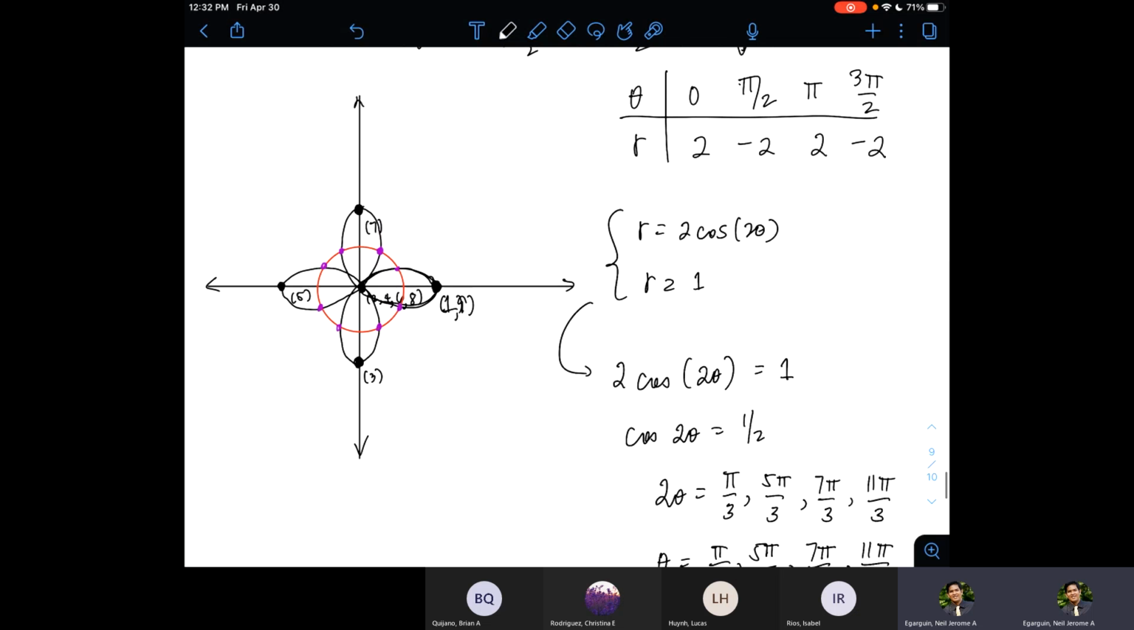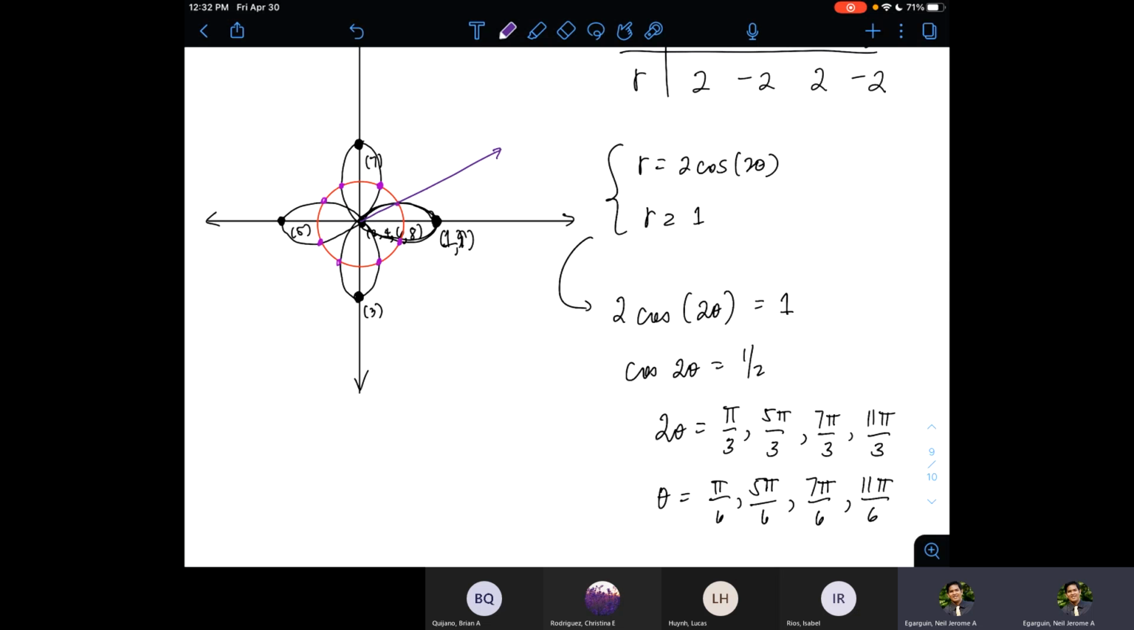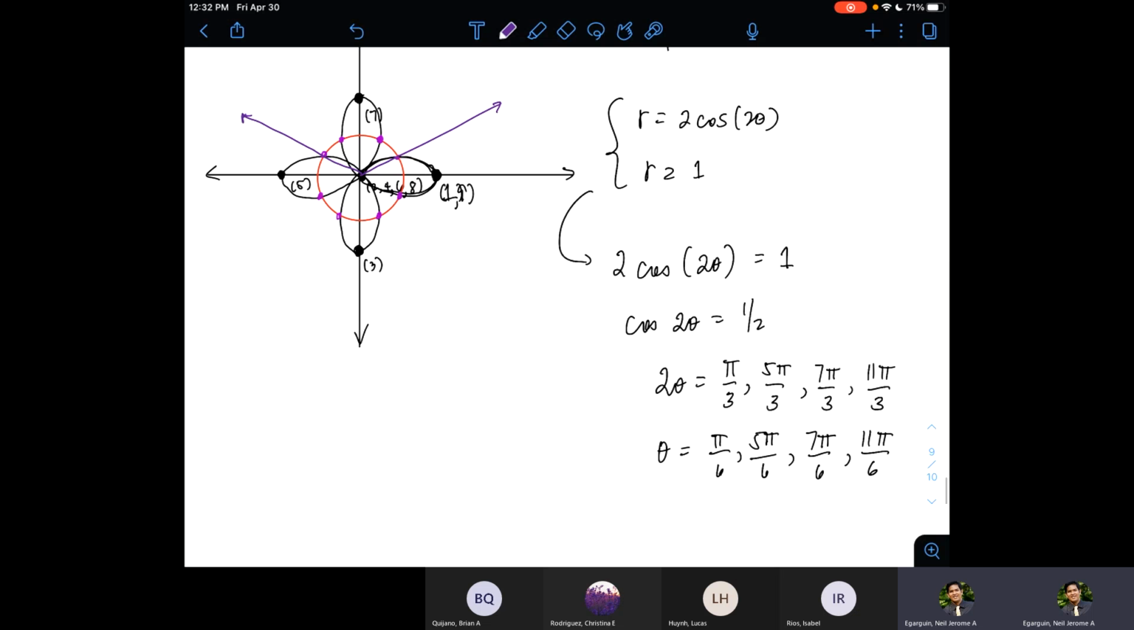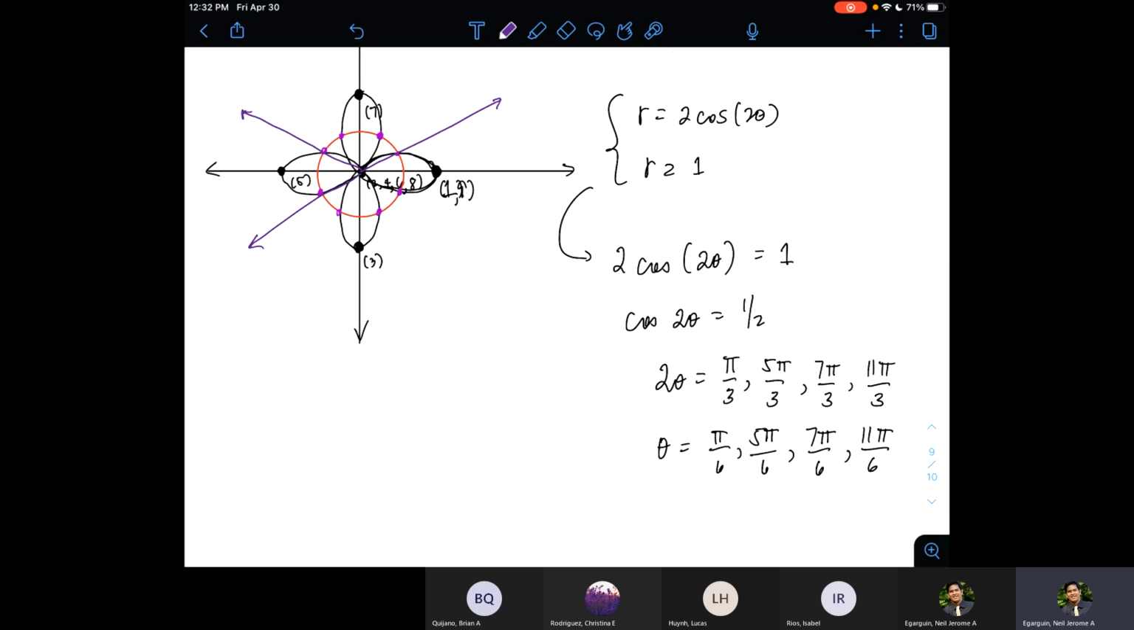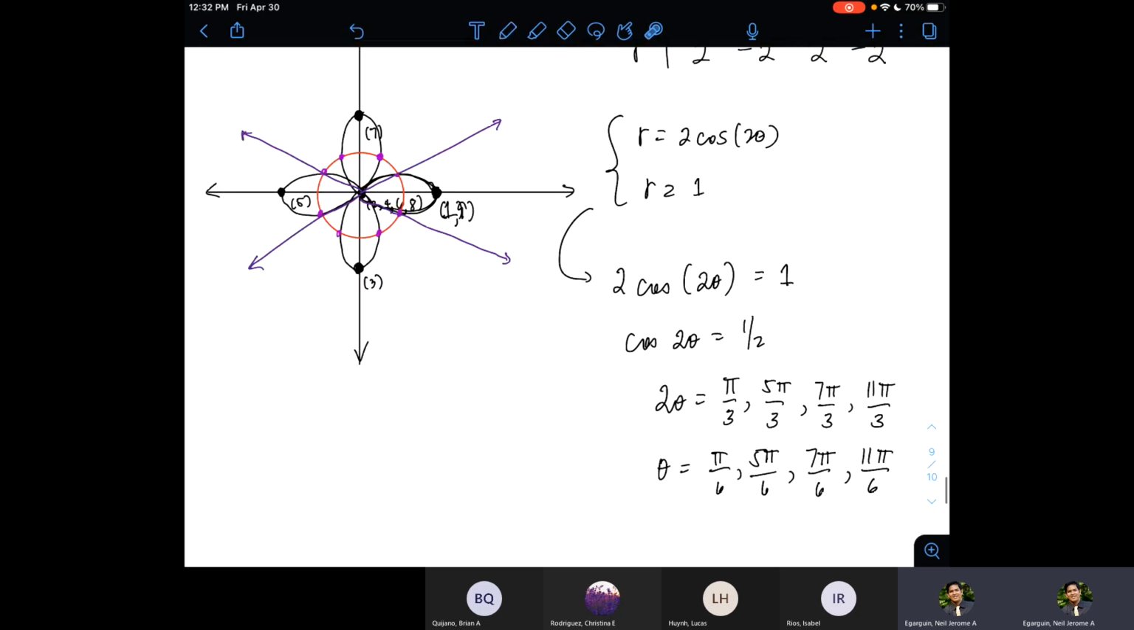So where are these angles? So this is the first angle, pi over 6. Then 5 pi over 6 is here. And then 7 pi over 6 is over here. And then 11 pi over 6 is somewhere here. So essentially, I am missing the other 4 points of intersection. This guy, this guy, this guy, and this guy. I am missing them because at those theta values, r is negative, right?